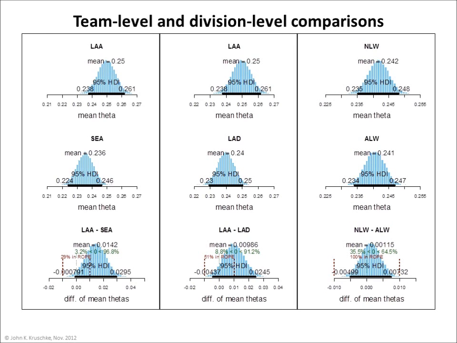We can also make team-level and division-level comparisons. In the left column, we take the average of the individual estimates for players in the Los Angeles Angels and the average of the individual estimates for players in the Seattle Mariners. The middle column compares the Angels and their crosstown rivals, the Dodgers. The right column compares the National League West and the American League West and shows that they are virtually identical.